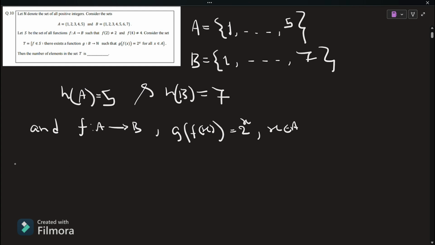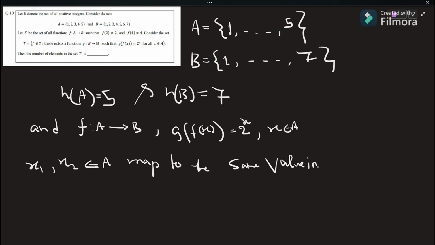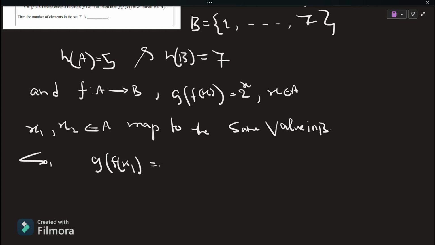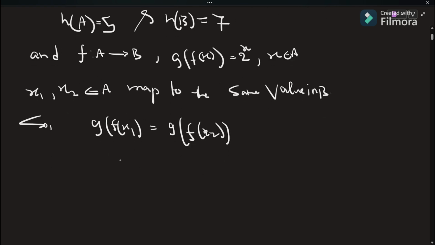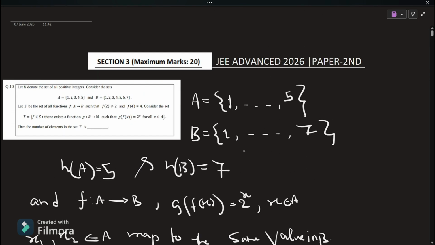Okay, so let's suppose x1 and x2 belong to A, and they map to the same value in B set. So g of f of x1 equals g of f of x2. So f of x1 equals f of x2. So 2 to the power of x1 equals 2 to the power of x2. Then x1 equals x2. So for the function g to exist, f should be 1-1 function.